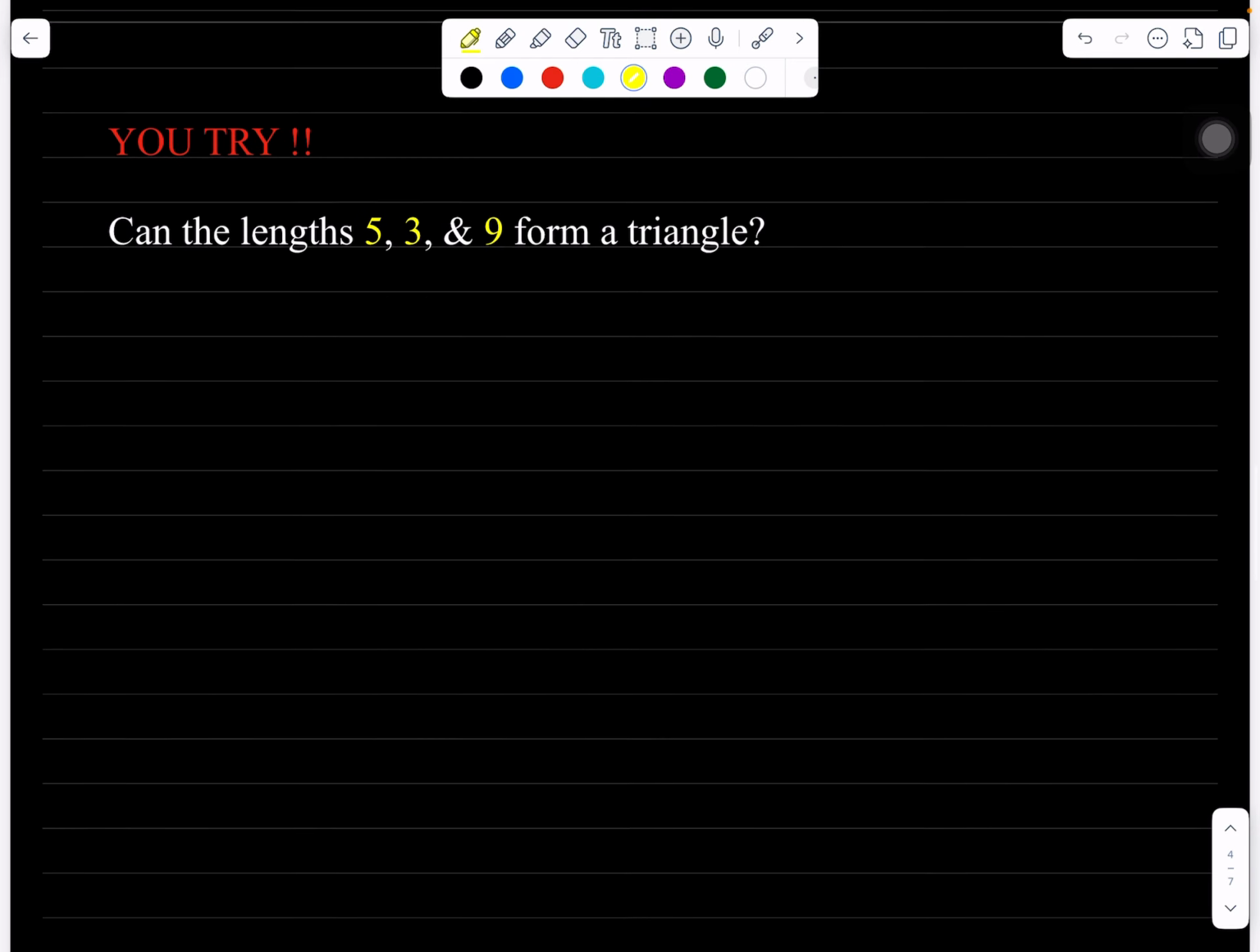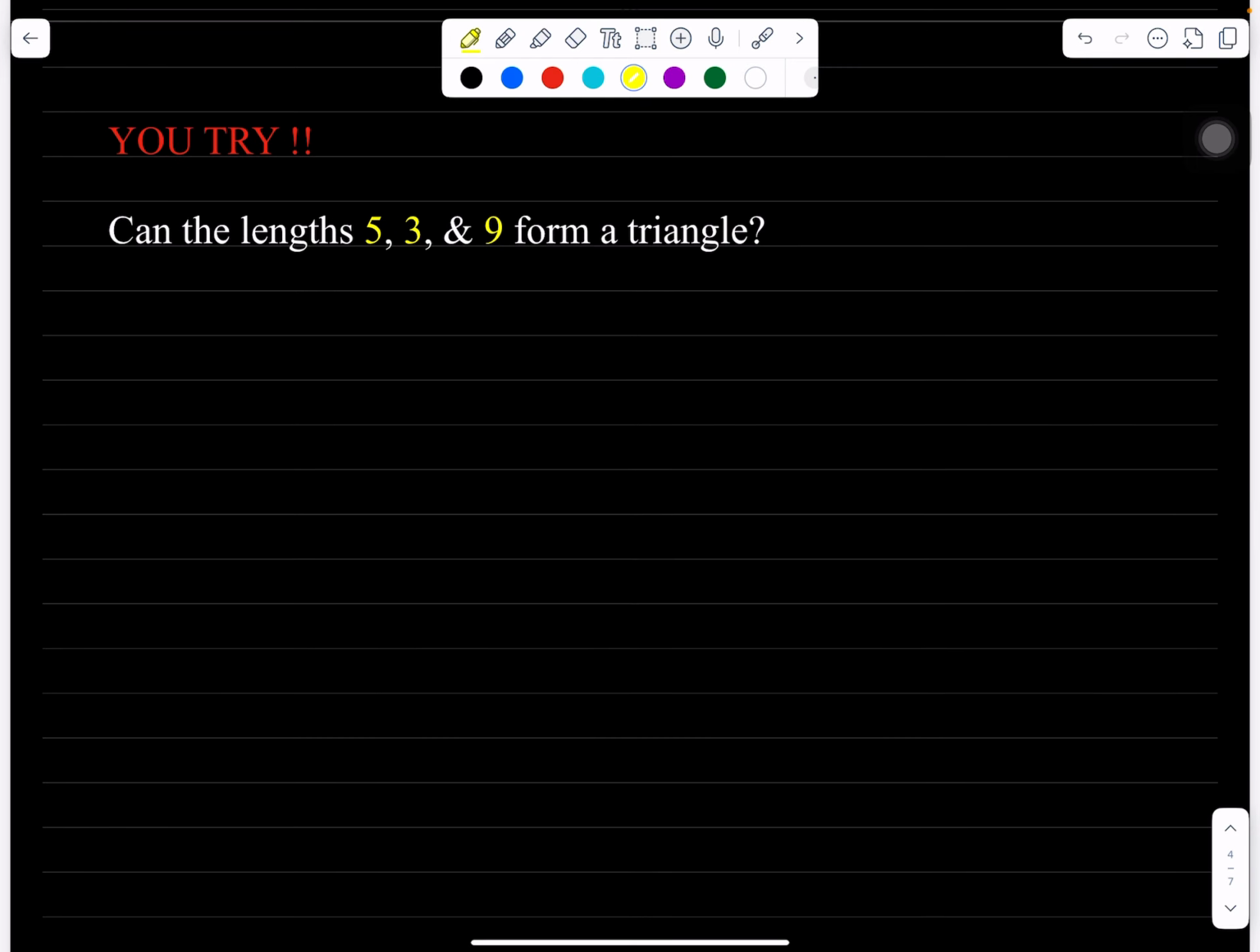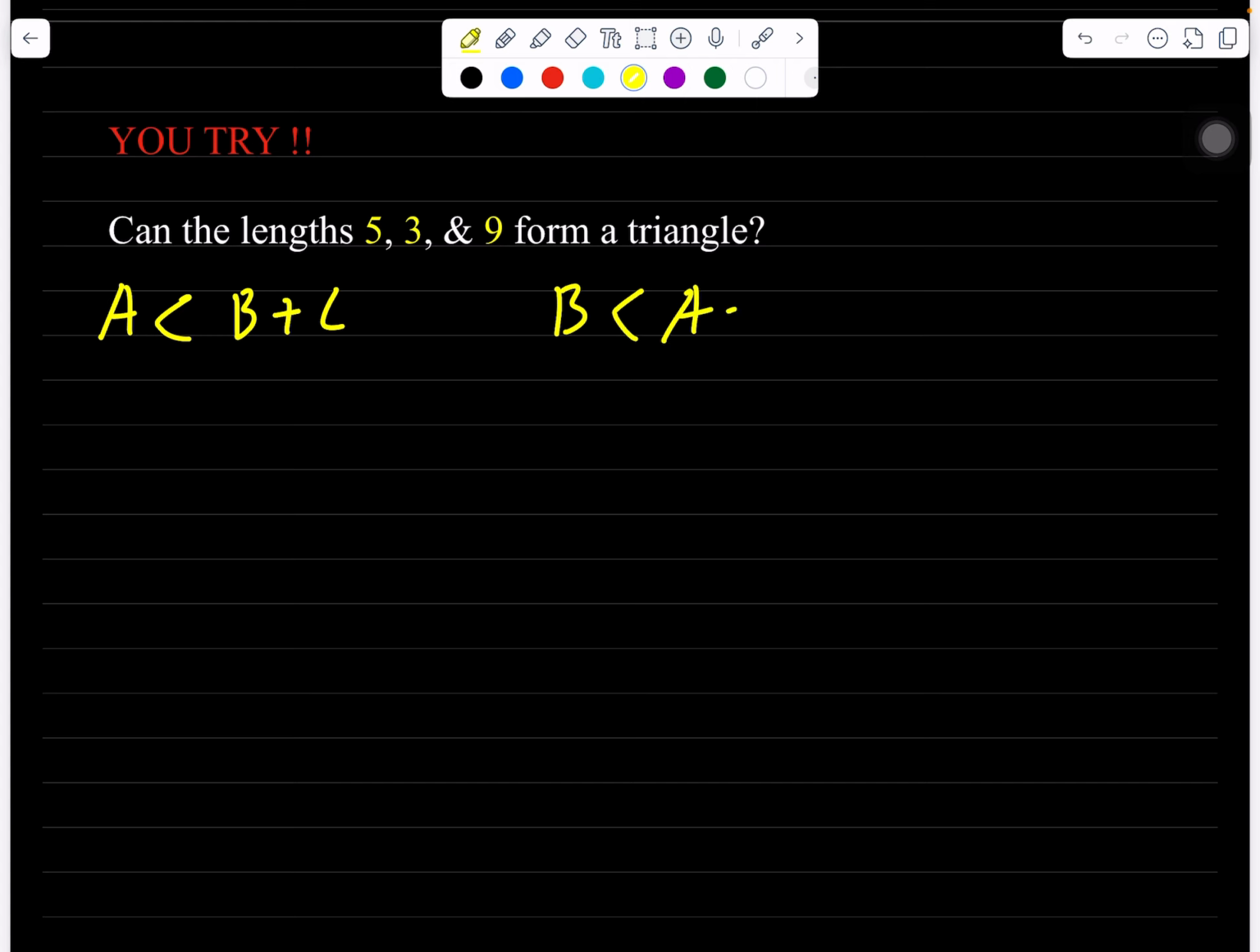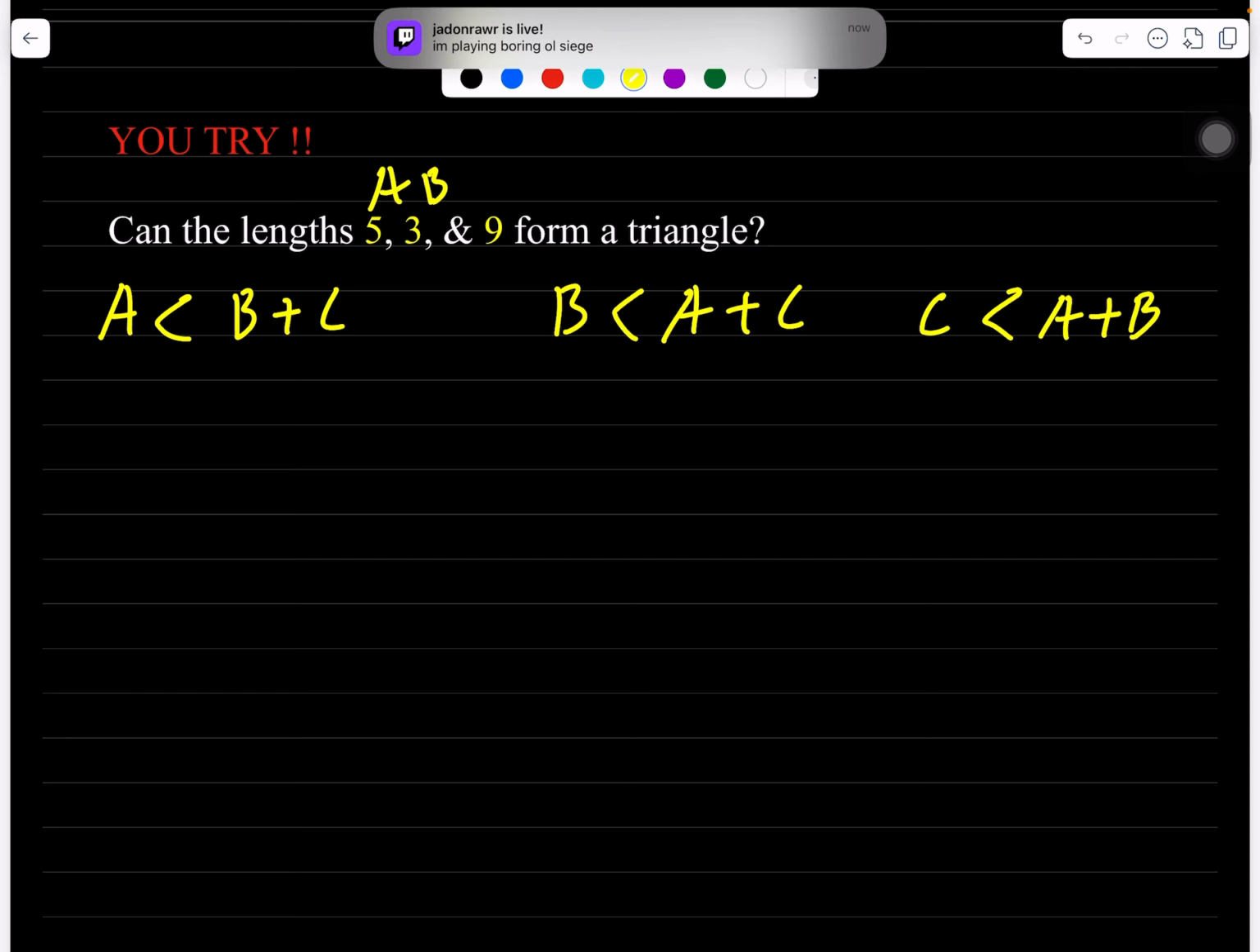Now you try. For some lengths 5, 3, and 9, will they form a triangle? We need to make sure that to satisfy all three inequalities, A is less than B plus C, that B is less than A plus C, and that C is less than A plus B, where A is 5, B is 3, and C is 9.